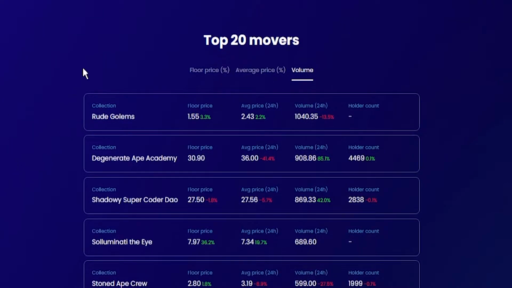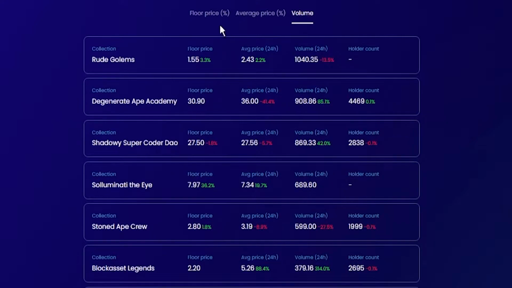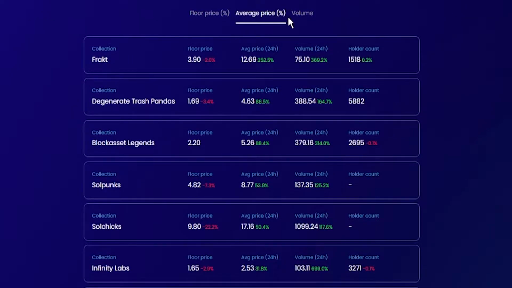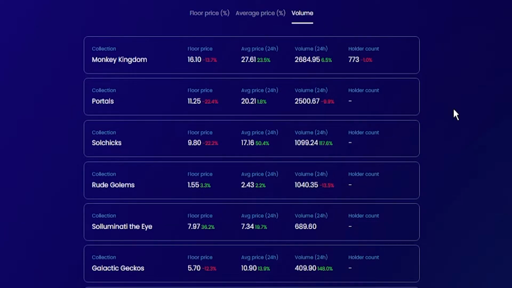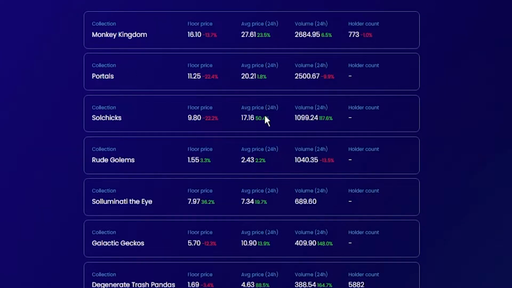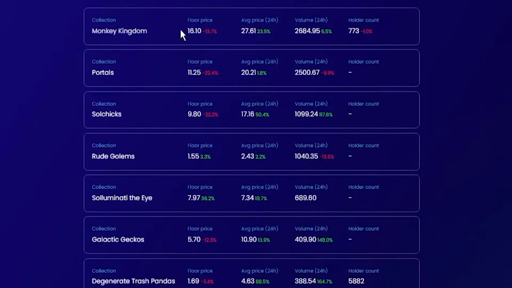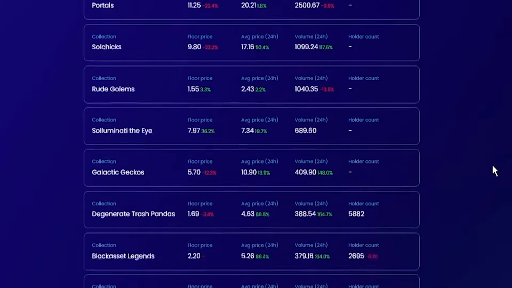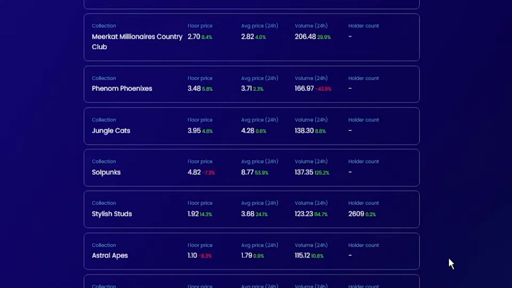The next thing I do is jump into SOL Radar right here. It has a really decent pulse on Magic Eden and Digital Eyes, the marketplaces, and where their volumes are going. Just note that something like Monkey Kingdom was heavily manipulated, so if you see something like that on Twitter, be very wary. This was at like 28 SOL earlier, and now it's down at 16. So this is something to pay attention to quite heavily.